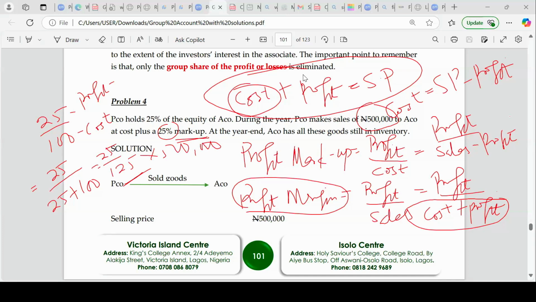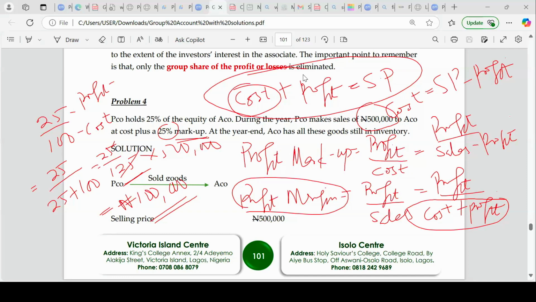Now somebody help us do this without wasting time. 25 out of 125 is 5. 500,000 divided by that 5 is 100,000. So our profit is 100,000. Is this clear? Yes, sir. All right.